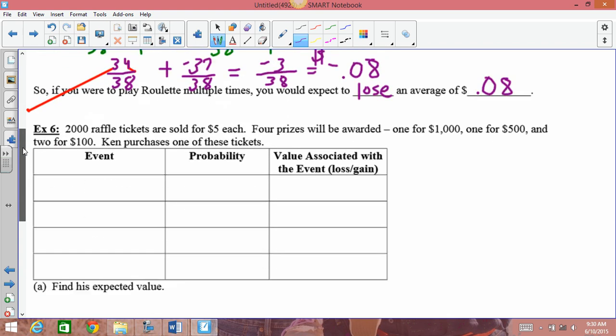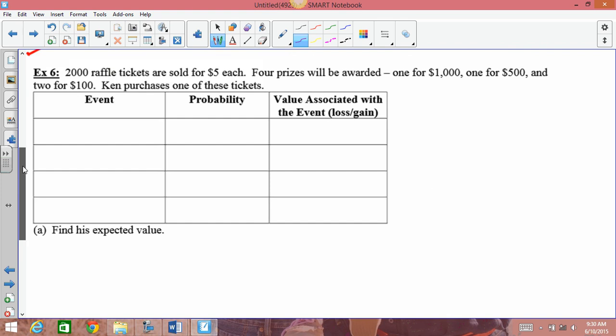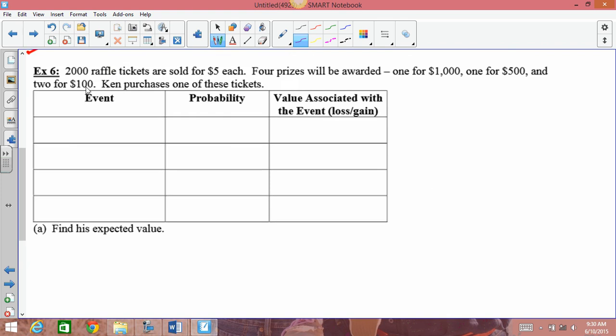Another important type of problem that you'll see associated with expected value is a raffle, and you probably have participated in a raffle before. So definitely you might want to watch this particular part a couple of times just to make sure that you're following this, because you'll definitely see this again. 2,000 raffle tickets are sold, $5 each. 4 prizes are awarded: one $1,000 prize, one $500, and two $100 prizes. Ken bought 1 ticket. And so we want to figure out, well, what's Ken's expected value? Is he expected to come out on top or behind?